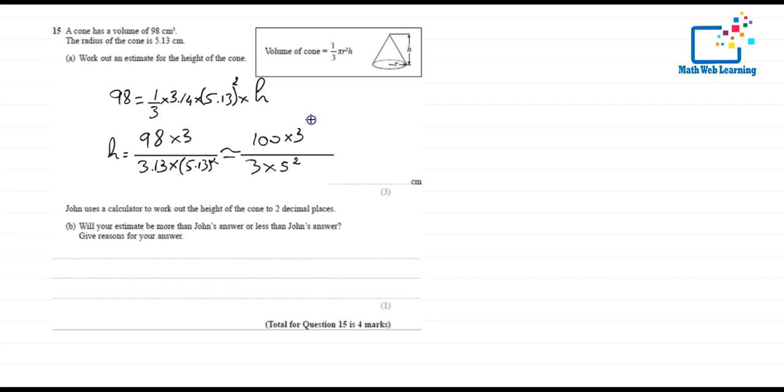So you can see clearly these two will cancel out. And you've got 100 divided by 25, because that's what 5 squared is, 25. And so that gives me the answer as 4. So the height of this cone is 4 centimeters. All right, so far so good.